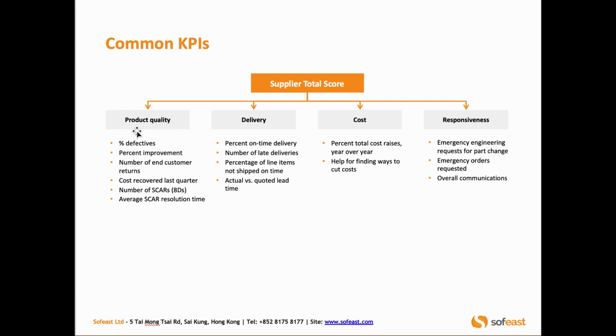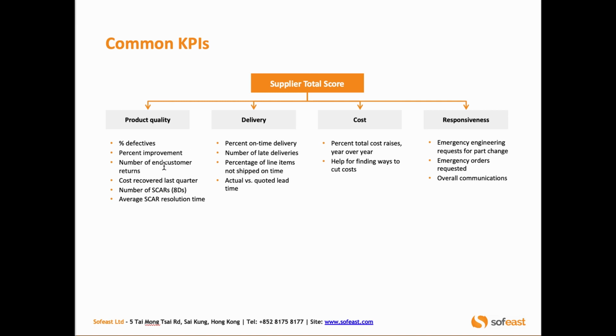When it comes to product quality, the most common indicators are the percentage of defective products and the number of big problems, usually when we open an 8D for the supplier. Many 8Ds, many big problems is not good. When we look at the percentage of defectives, we can also look at the improvement or non-improvement over time in the proportion of defectives. Is it getting better or worse?